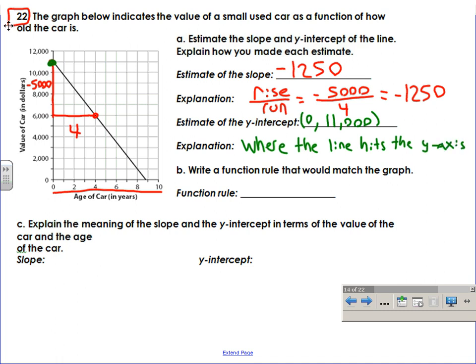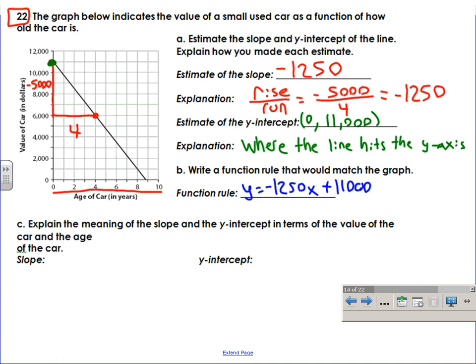Now, I need to write a function rule. So remember, function rules for linear functions are of the form y equals mx plus b, where m is the slope and b is the y-intercept. So my slope is negative 1250, so it's y equals negative 1250x plus 11,000. Now we get to a very important question in part C. That's a terrible 0. Let me fix that.